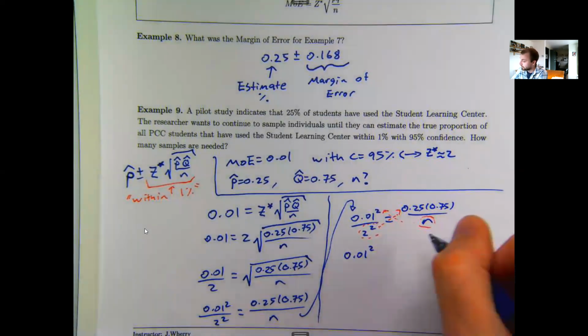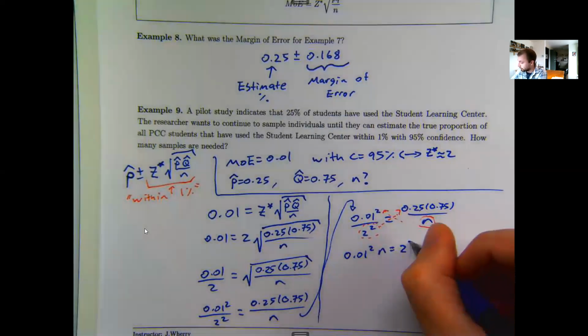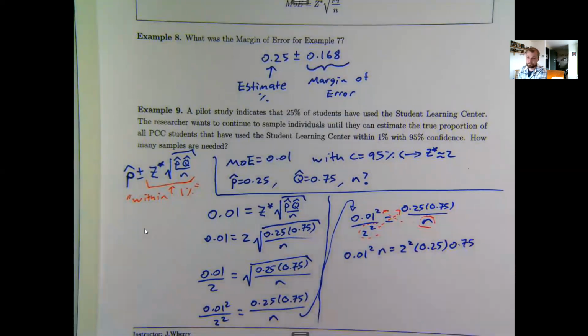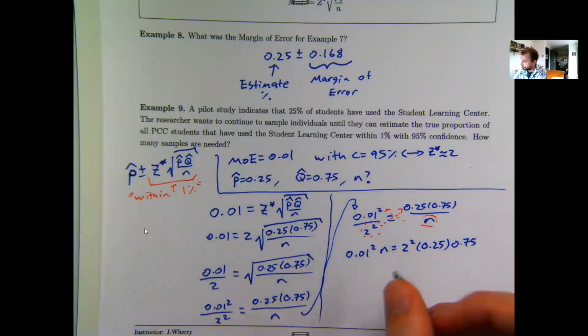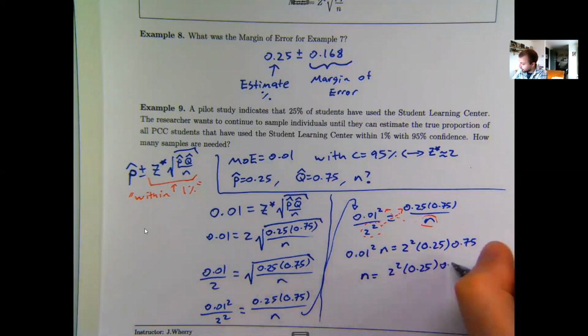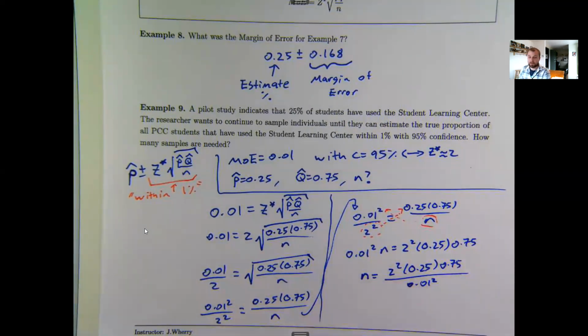So I have 0.01 squared, and this n is getting multiplied over. This 2 squared gets multiplied over there, times 0.25 times 0.75. Finally, I want to undo this multiplication. This 0.01 squared is just a number, so I'm going to divide this over. And this tells me the number of samples that I need in order to have a 1% margin of error with 95% confidence, if my sample success rate is 25%, will be given by that expression.